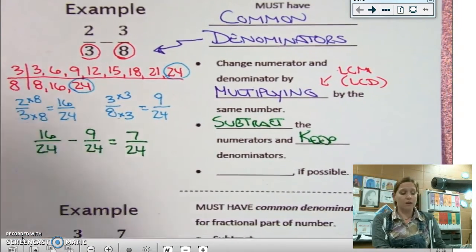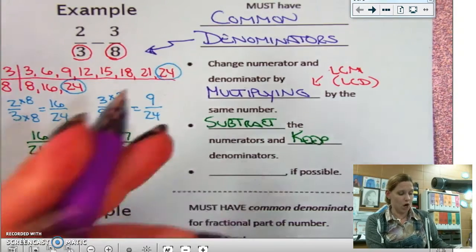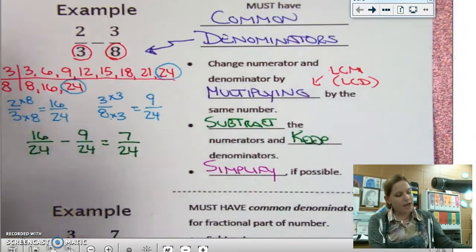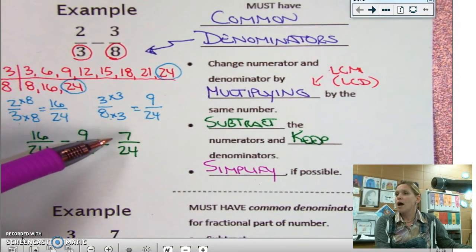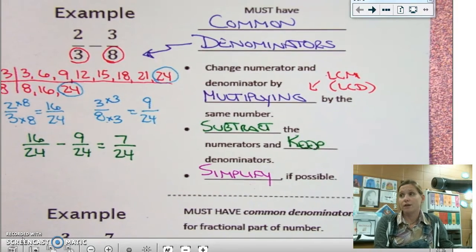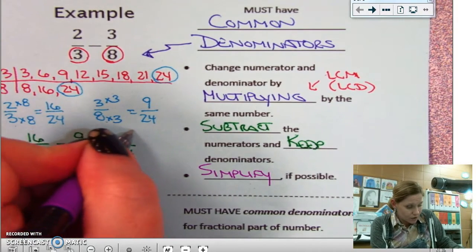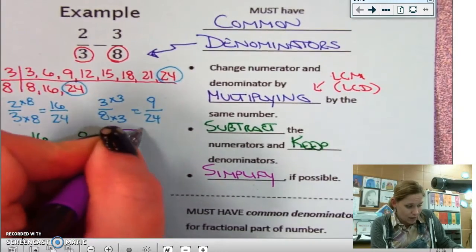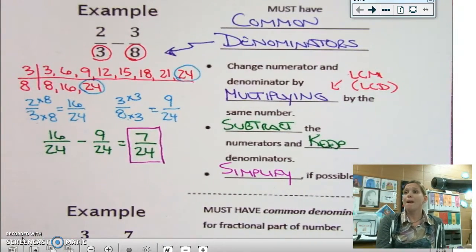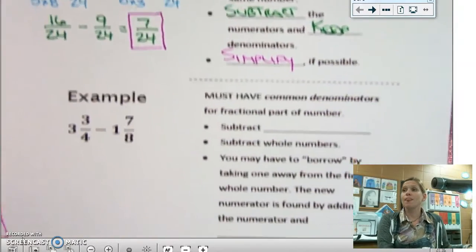All right, and then final last step is to simplify. Is there anything I can divide 7 and 24 by to make the fraction smaller? And the answer is no. So my answer is 7 over 24.